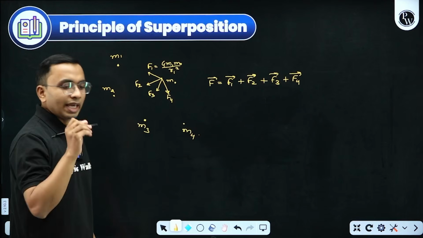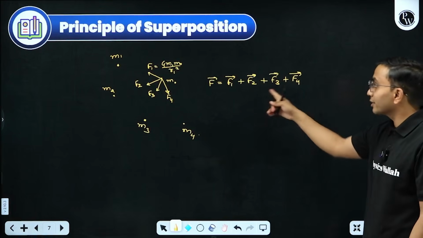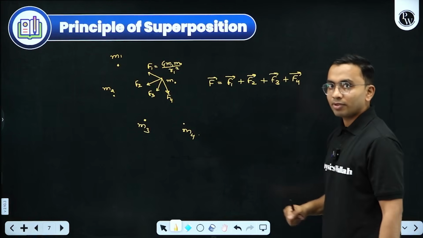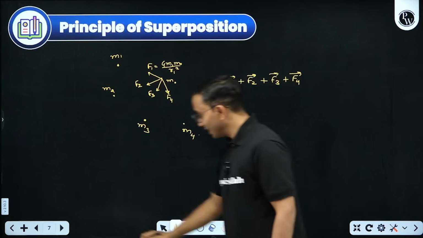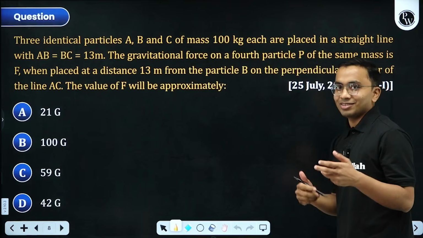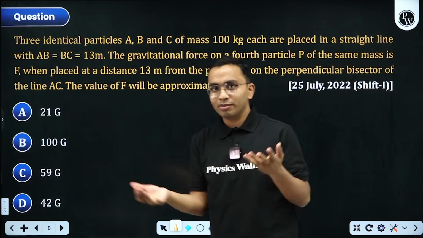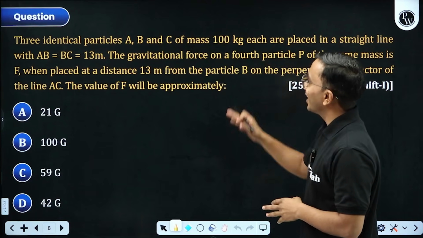Vector sum of each individual force. That point should be clear. It's not a scalar sum, it's a vector sum. Force is a vector, it's not a scalar, so you need to consider the direction. Sometimes students make silly mistakes, like when multiple masses are there and they need to find the force, they add the magnitudes. Okay, let us solve this question.